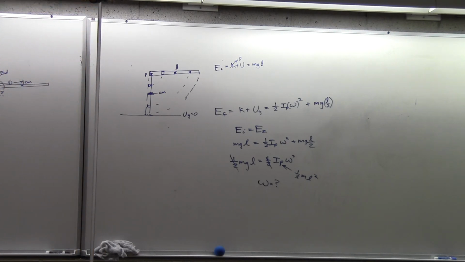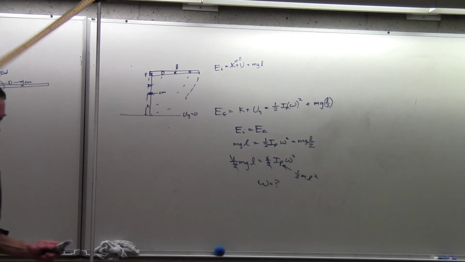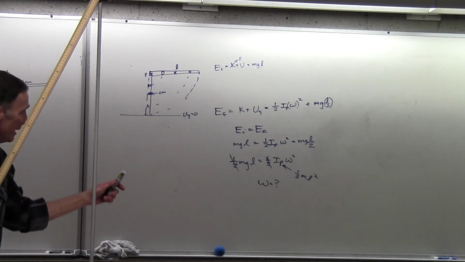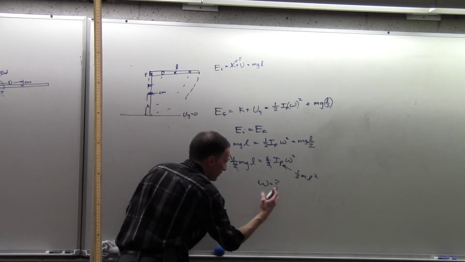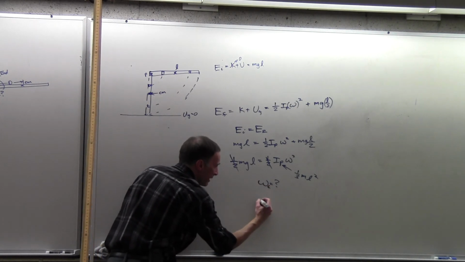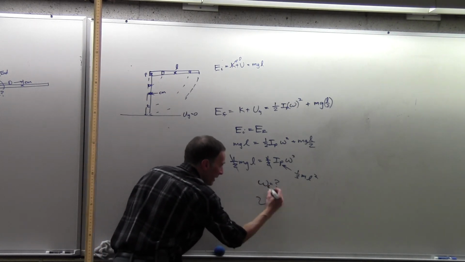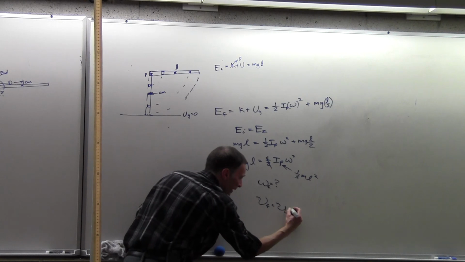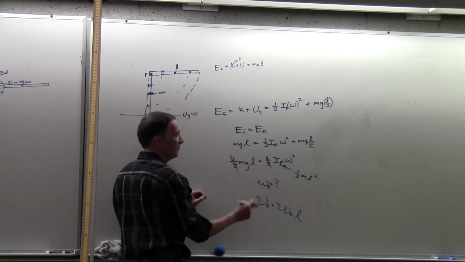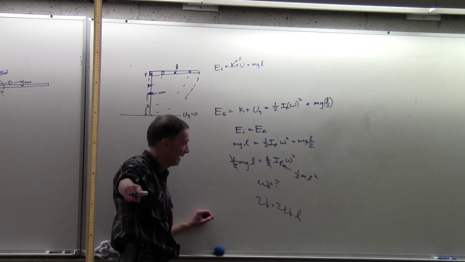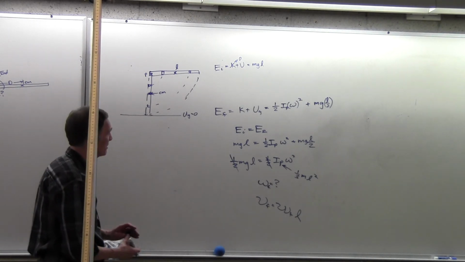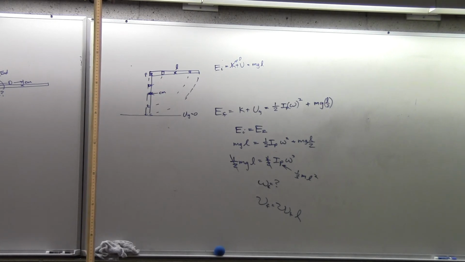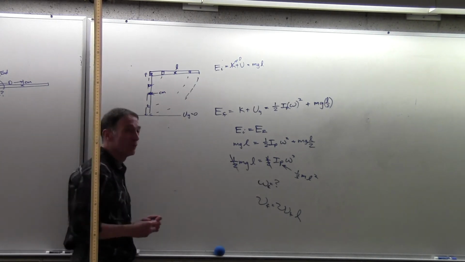I guess you don't have the problem in front of you. In this, what I asked for was the speed of the thing at the very bottom. You would get omega final right at the bottom, and if you have omega final, you can get velocity final. That would be the omega final times the length of the rod, to get the tangential speed at the bottom. Okay, he's asked this a number of different ways.